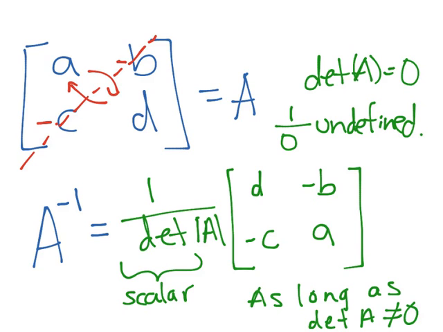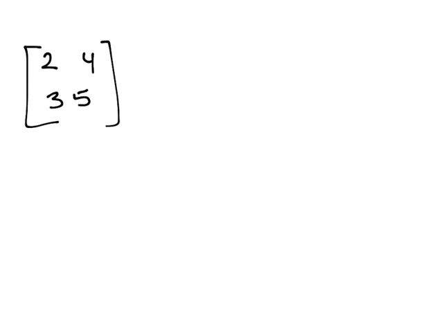So we will work on an example right now. They tell you that you need to find the inverse of this matrix. So this is A, and we want to find A to the negative 1. First of all, we want to find the determinant. So it's going to be 1 over the determinant. And the determinant, as you may recall, is the difference of the product of the elements of the diagonals. So it's 2 times 5, that's 10, minus 4 times 3, that's 12.